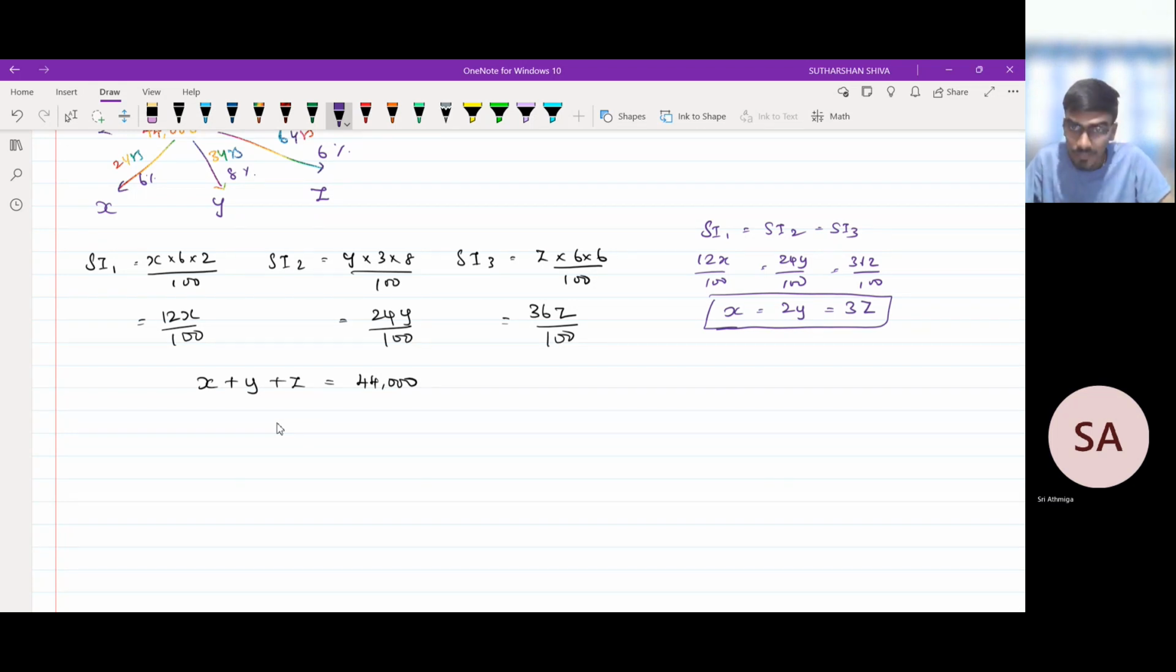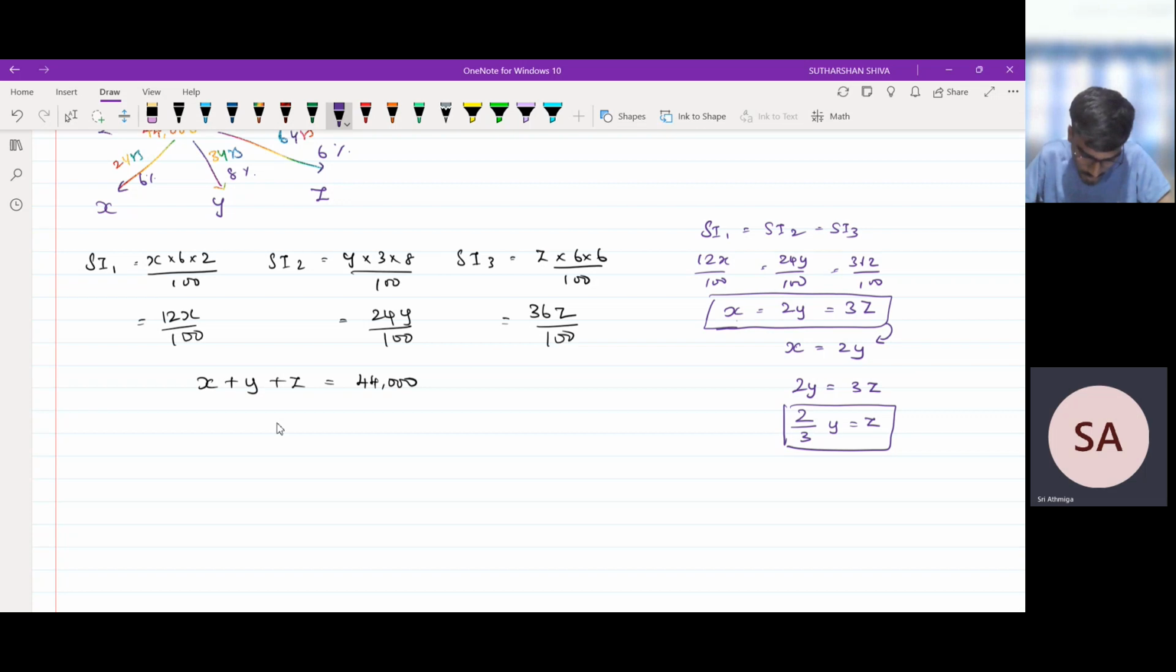So I will say x is equal to 2y. It means 2y is equal to 3z. X is equal to 2y, and 2y is equal to 3z. So 2 by 3 y is equal to z. Are you okay with this? With this, one more step is left.